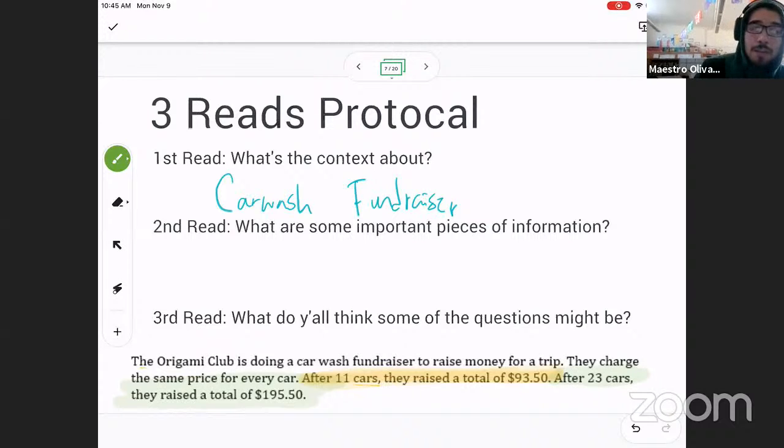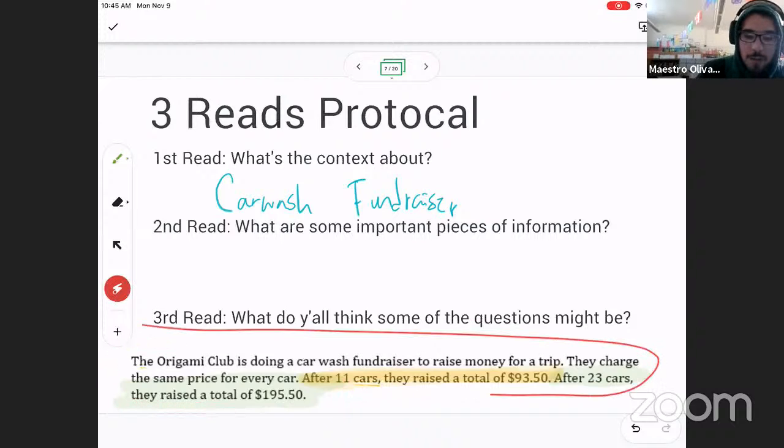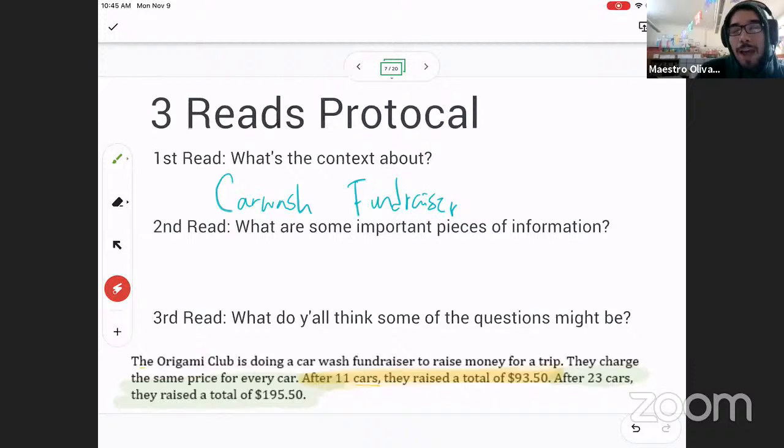So I'm not gonna have y'all read it a third time, but now that you know that the problem statement is about a car wash and we know some prices for a certain amount of cars, what do you think would be some of the questions that they could ask? In the chat box right now, if you were the one writing this problem and this is all the information you gave the person, what would be some questions you would ask the student so they could answer using this information? Imagine you're the teacher and you're writing down problems. What could be a question you could ask?